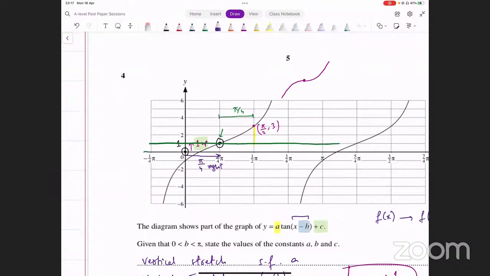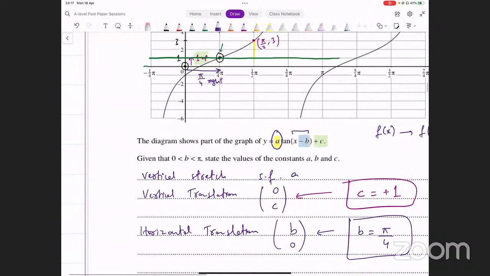It's going from 1 to 3. So that tells you there is a stretch by a factor of 2. 2 आपका स्केल फैक्टर है, बिकॉज पहले जो हाइट आपकी 1 होनी थी, अब वो 2 हो गई है. Since the height has increased, that means increased by a factor of 2, that means ये जो a हमारे पास है यहाँ पे a की value 2 होनी चाहिए.